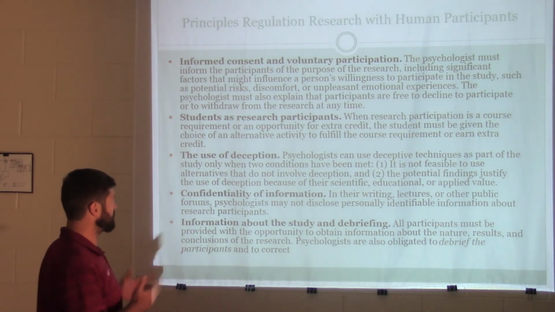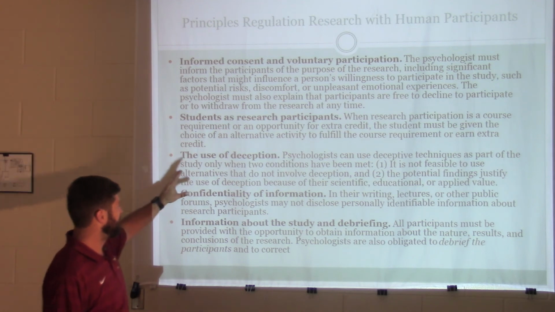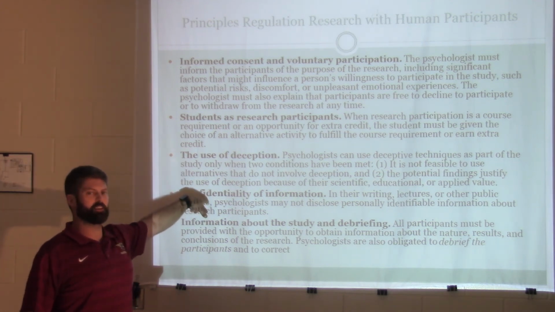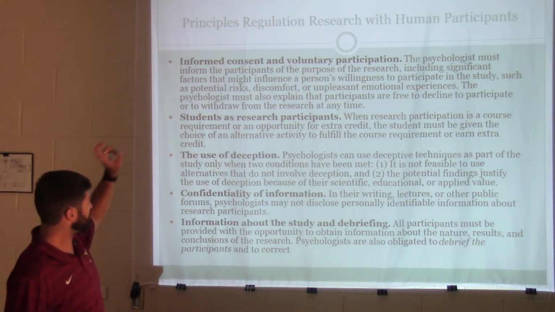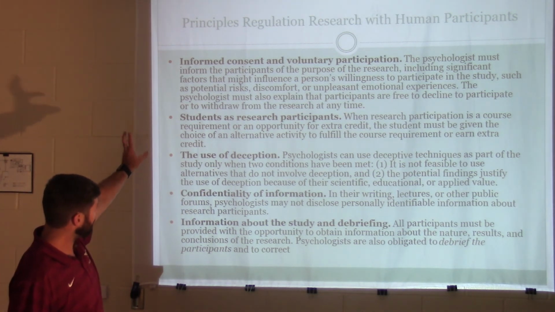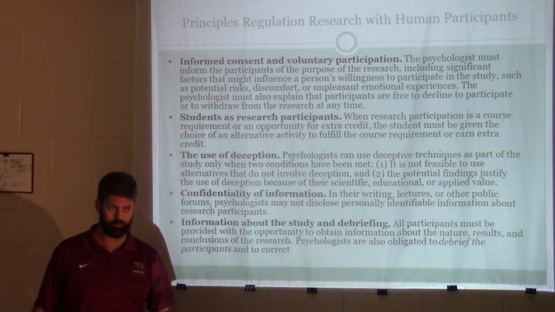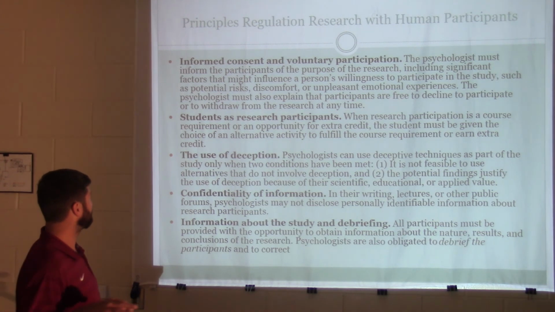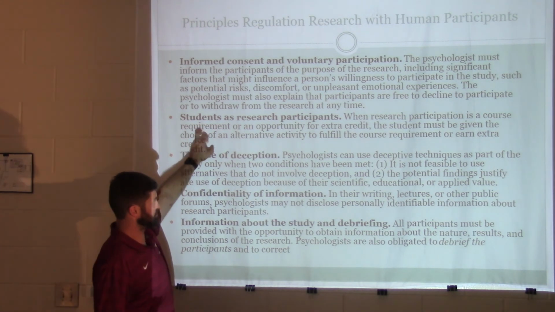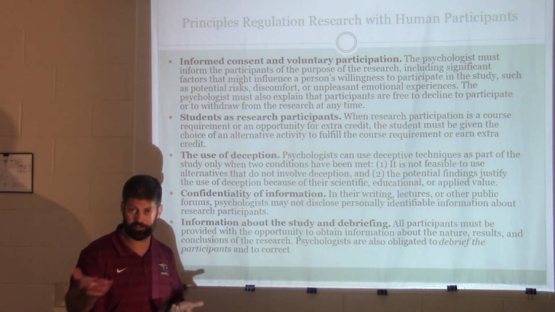And then there are principles regulating research with human participants. Human participants in psychological research have to be informed, so they have to give informed consent and participate voluntarily. You have to sign up for it, okay? Students as research participants. You can use students as research participants. That's what usually happens in a university setting.